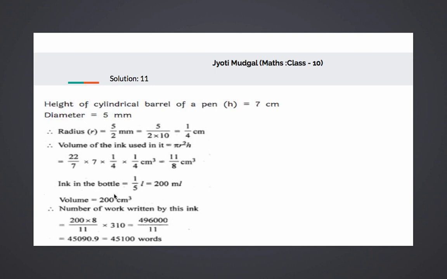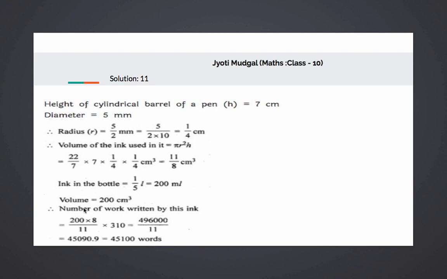Now, ink in the bottle. See the question: how many words would use up a bottle of ink containing 1/5 of a liter? There is a bottle of ink. How much ink is it having? 1/5 of a liter. 1 liter is 1000 milliliter. Correct? So 1 by 5 of a liter means 1 by 5 into 1000, 5 2s are 10, so 200 milliliter. This part is clear?